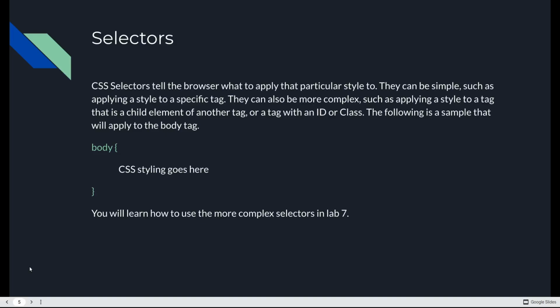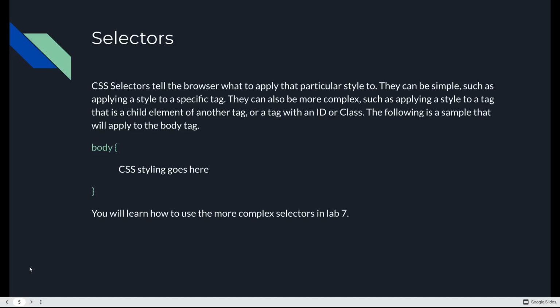So selectors in CSS tell the browser what to apply the style to. They can be really simple, just like the name of a tag that you want to apply it to. They can also be a bit more complex, like styling a tag but only if it's a child item of another tag, or a tag with a particular ID or class, or in fact just a particular ID and class even.